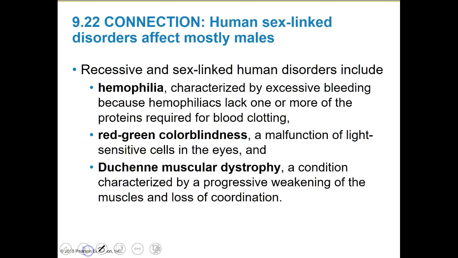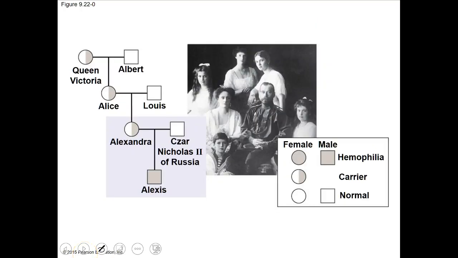So red-green color blindness, for example. Another example, hemophilia, which is a terrible name. It's just excessive bleeding. So the actual name means to love blood, which is terrible. But it's where they lack one or more proteins for blood clotting. And then there's one called Duchenne muscular dystrophy, and it's characterized by progressive weakening of the muscles and loss of coordination. Pretty sad. But the biggest one is red-green color blindness. I'll also say I think alopecia or baldness is sex-linked as well, if I understand correctly.